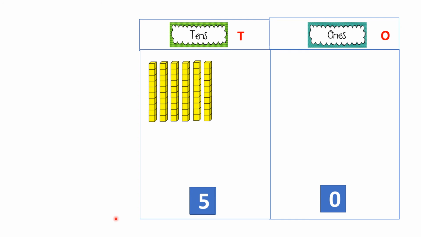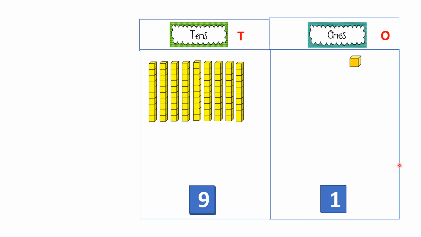Now 50, 60, 70, 80, 90. Now after 90 we'll see 91, 92, which means 9 tens and 2 ones. 93, 94, 95, 96, 97, 98, 99.